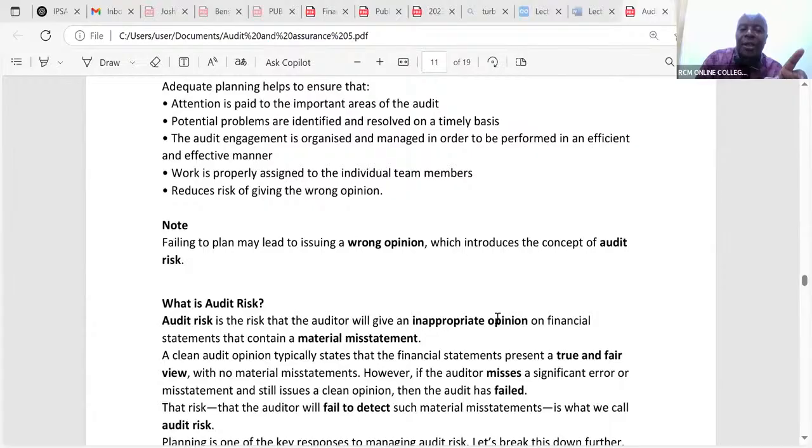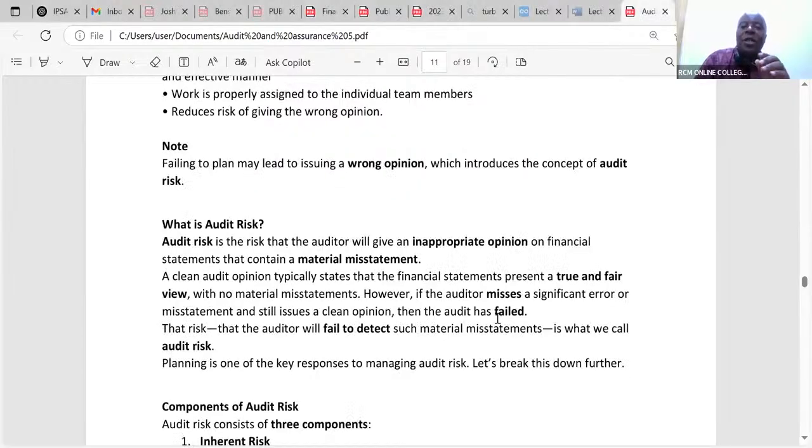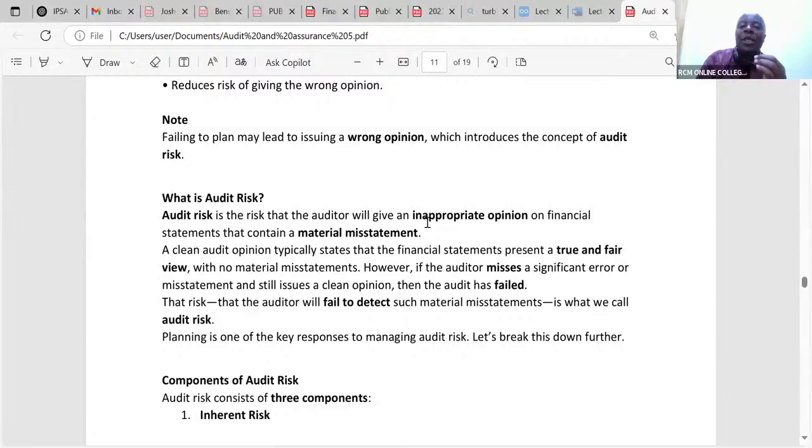So what is audit risk? Audit risk is the risk that the auditor will give an inappropriate opinion on financial statements that contain a material misstatement. I repeat, it is the risk that the auditor will give an inappropriate opinion on financial statements that contain a material misstatement. A clean audit opinion typically states that the financial statements present a true and a fair view with no material misstatements. That's a clean audit opinion.